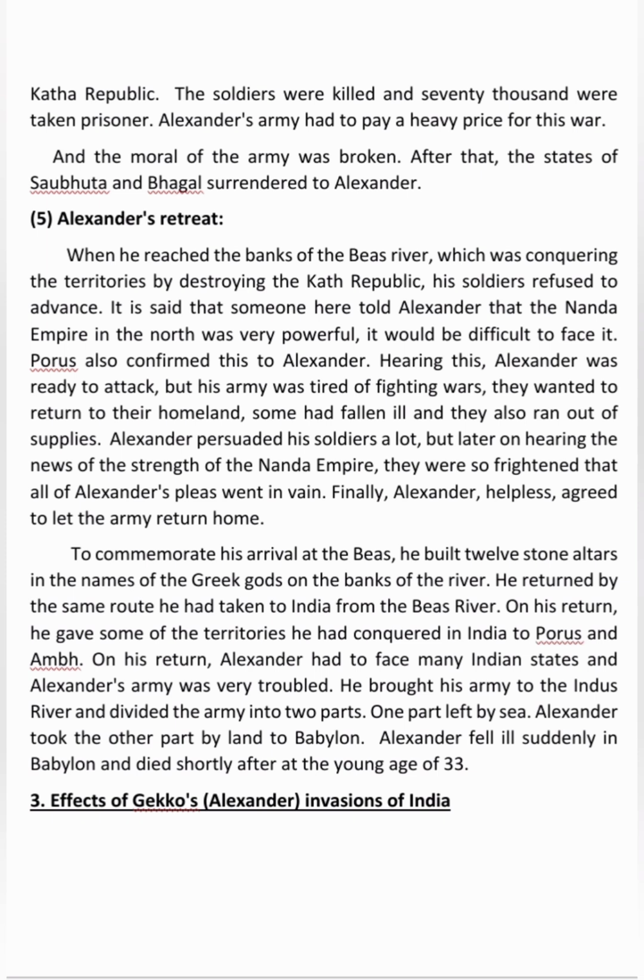Fifth, Alexander's retreat. When he reached the bank of the Bias River, after conquering the territories by destroying the Kut Republic, his soldiers refused to advance. It is said that someone there told Alexander that the Nanda Empire in the north was very powerful. It would be difficult to pass it. Porus also confirmed this to Alexander.